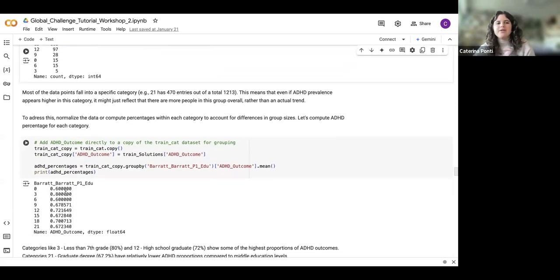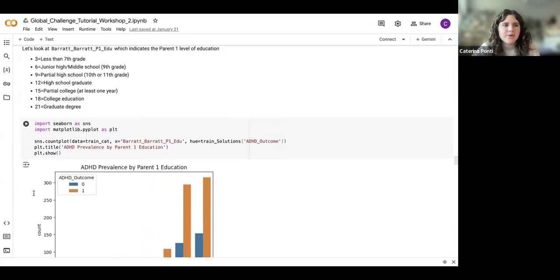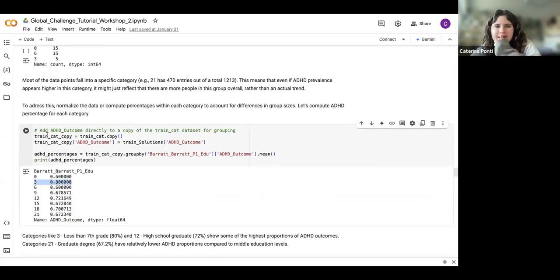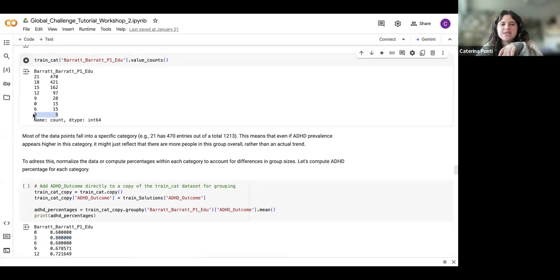So I computed that, and you can see that the higher percentage is in the 3rd category, which I think is one of the lower education categories, so less than 7th grade. But before you jump to any conclusion, like lower education is predictive of ADHD outcome and things like that, you want to notice back up here that this category actually has just 5 subjects. So there's really a big class imbalance, because the higher education has 470 subjects, and the lower education has only 5.